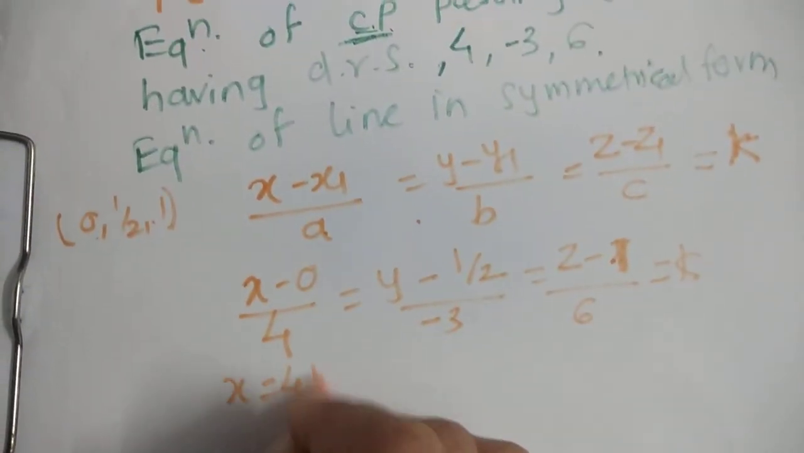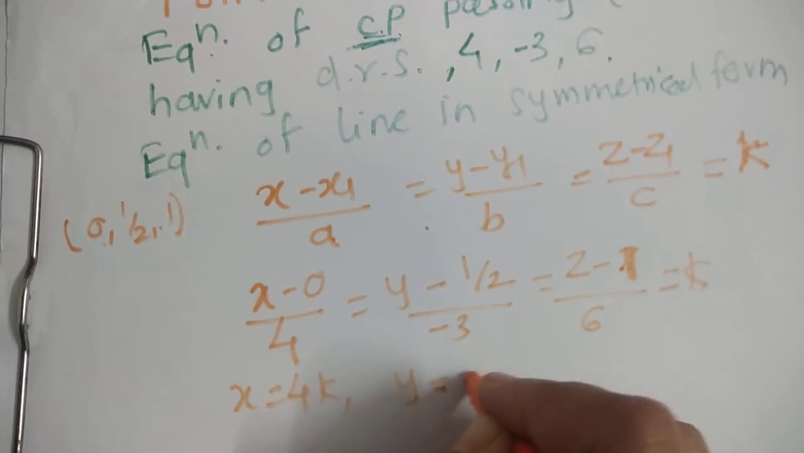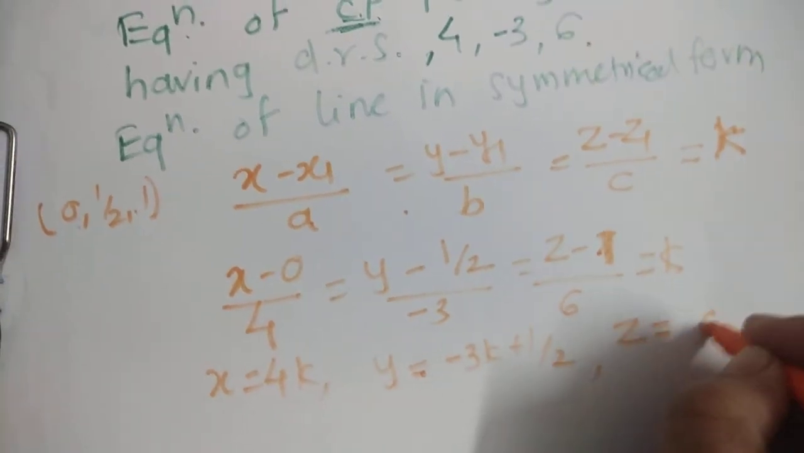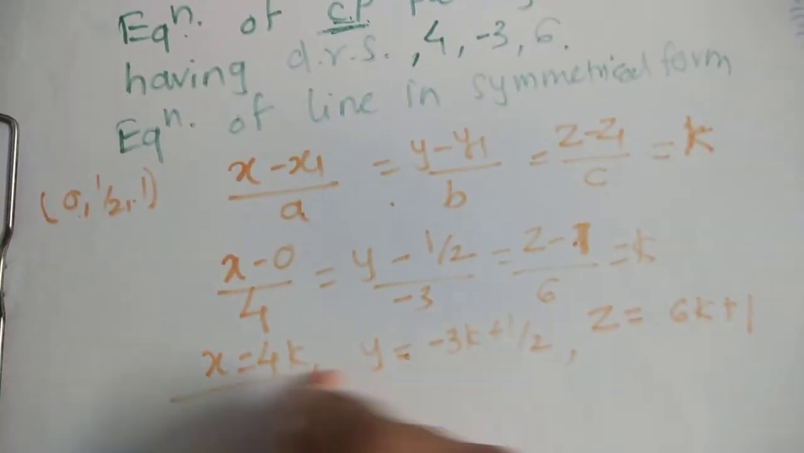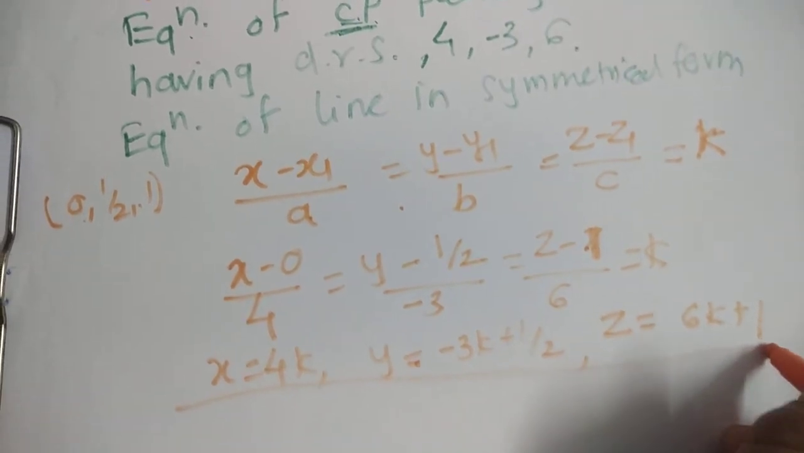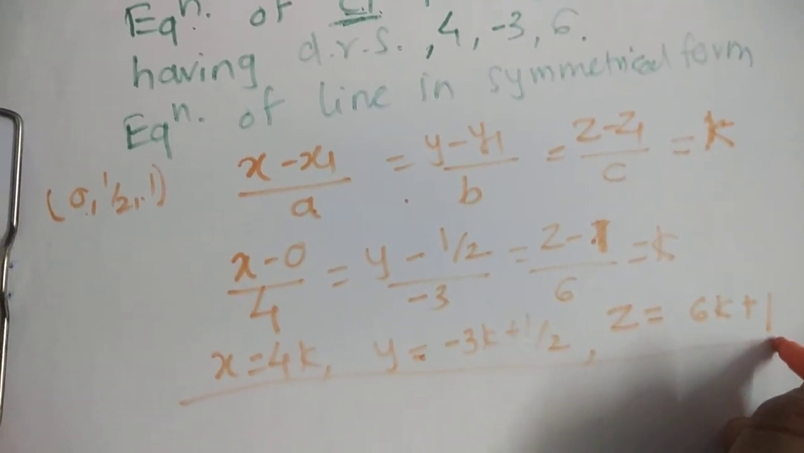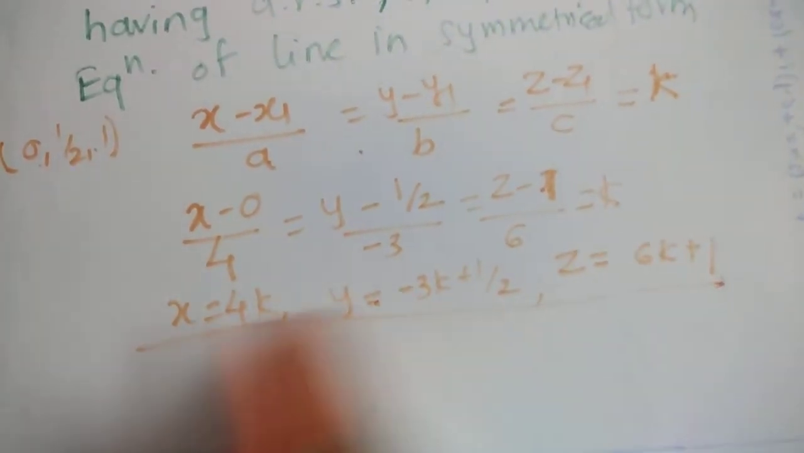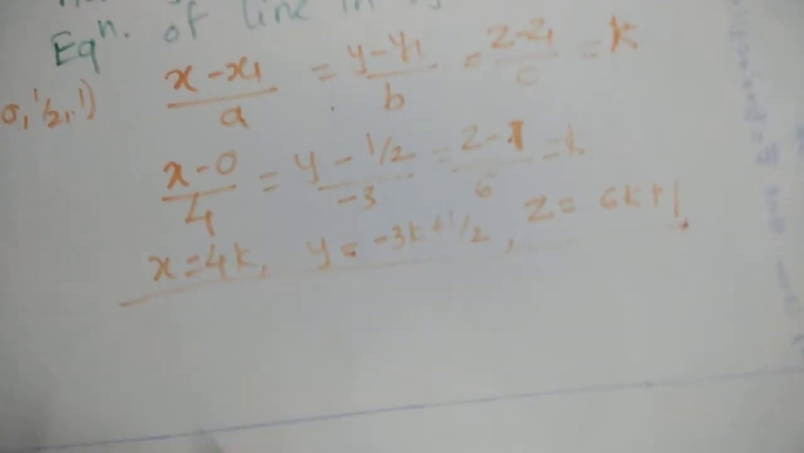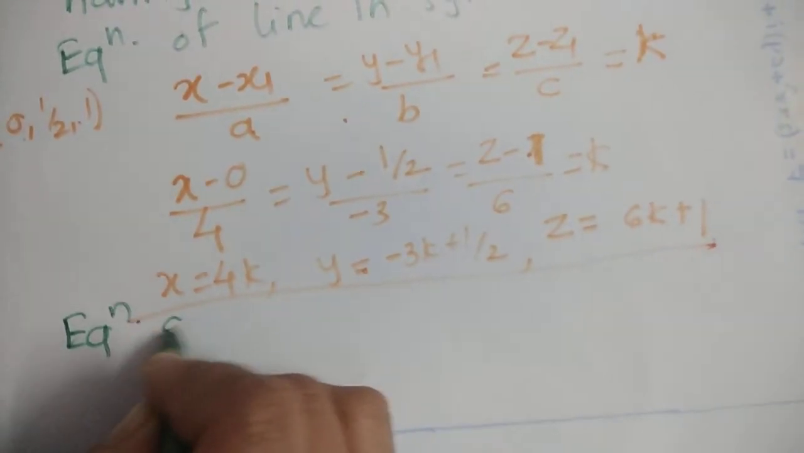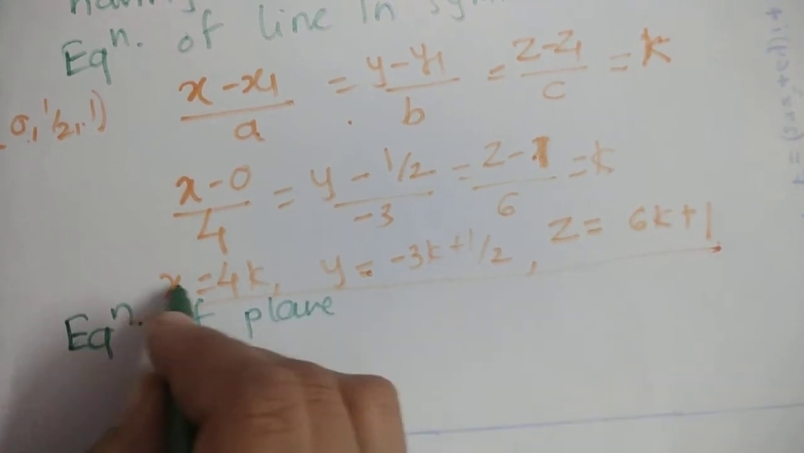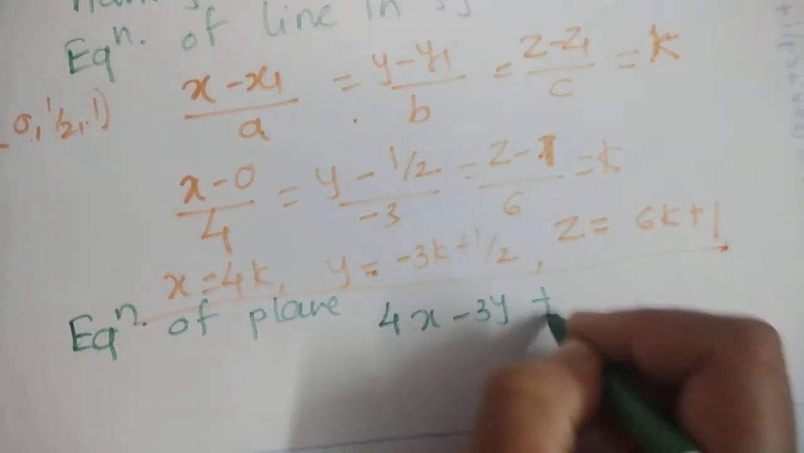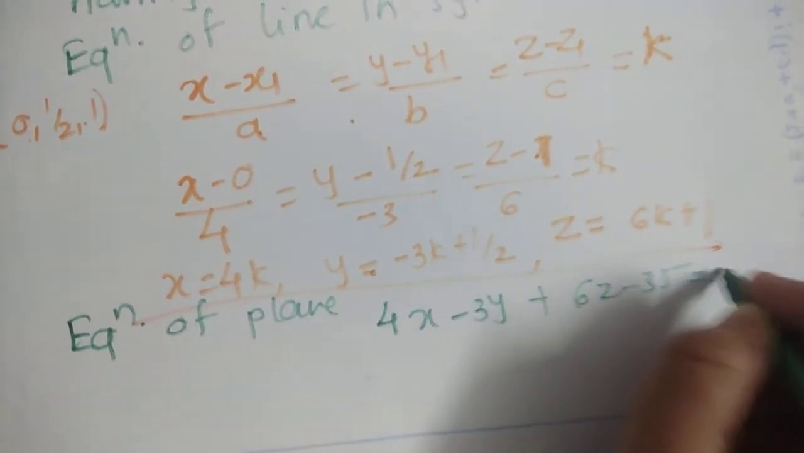So what we have: x equal to 4k, y equal to minus 3k plus 1 by 2, and z equal to 6k plus 1. Now these points x, y, z lie on the plane as well as the sphere. So these points satisfy the equation of the plane. So put these values in the equation of the plane, which is 4x minus 3y plus 6z minus 35 equal to 0.